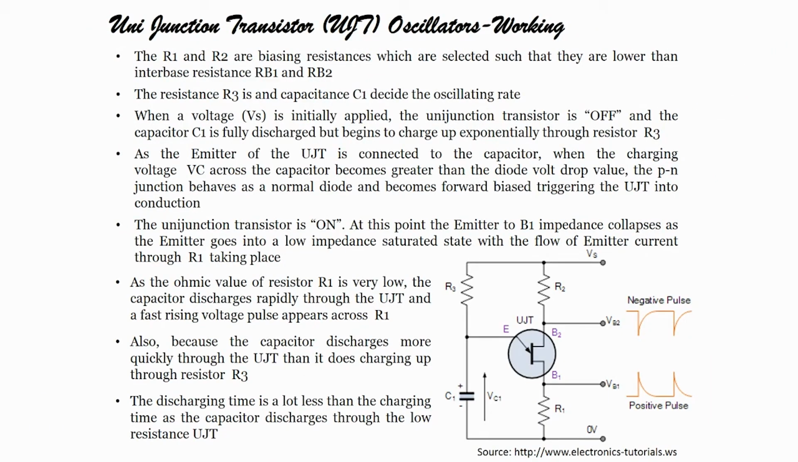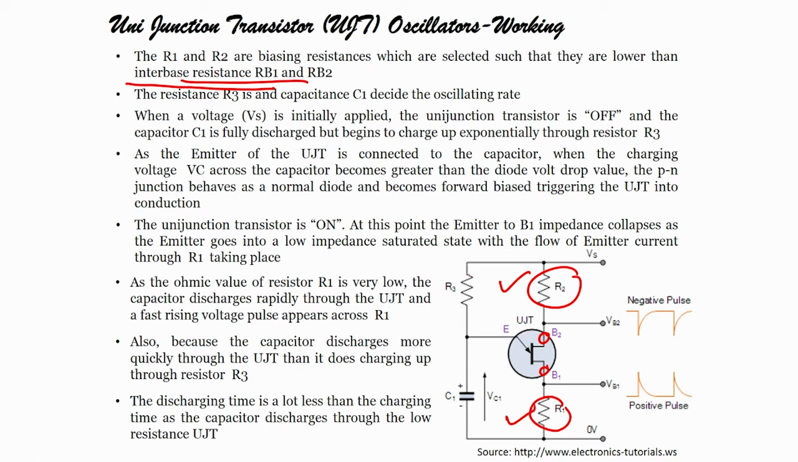So, let us see its working. Resistances R1 and R2 are biasing resistors, which are selected such that they are lower than the interbase resistance RB1 and RB2.